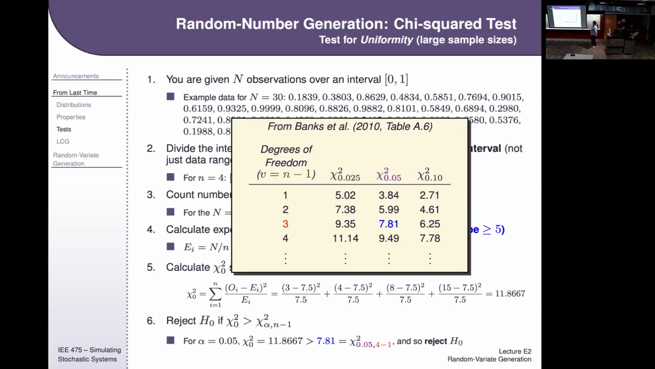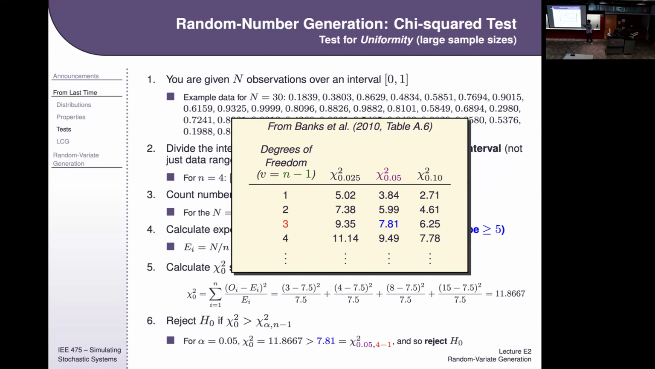7.8 is way lower than 11.8. So 11.8 is too big of an error. So we're going to reject the null, which means we're going to reject the hypothesis of uniformity. With 95% certainty, these numbers are not uniform. So, questions about that? Just a review of the chi-squared.